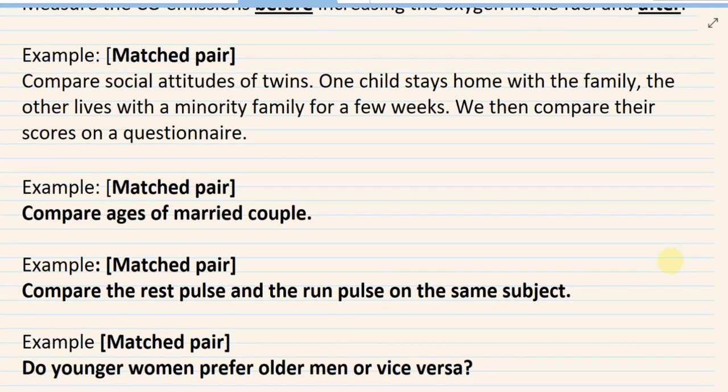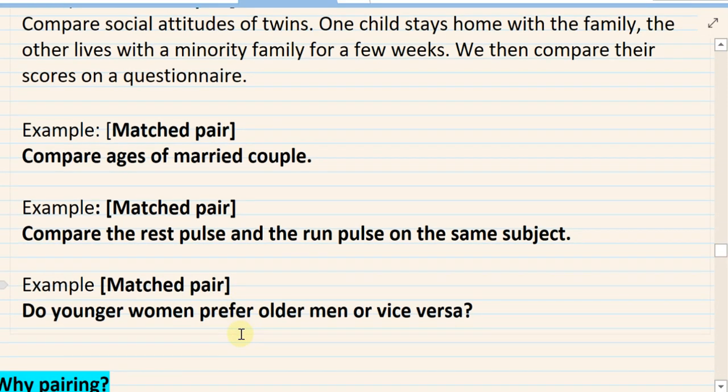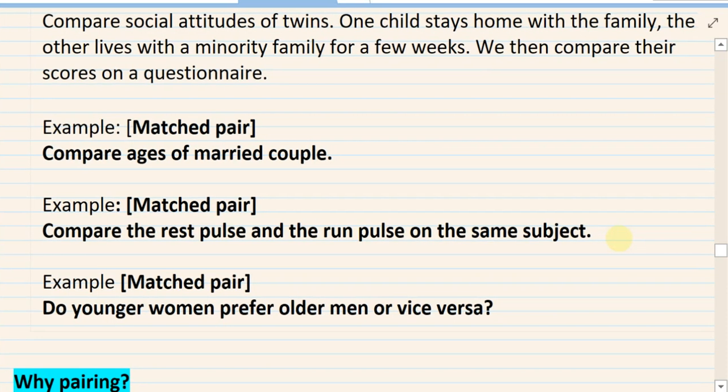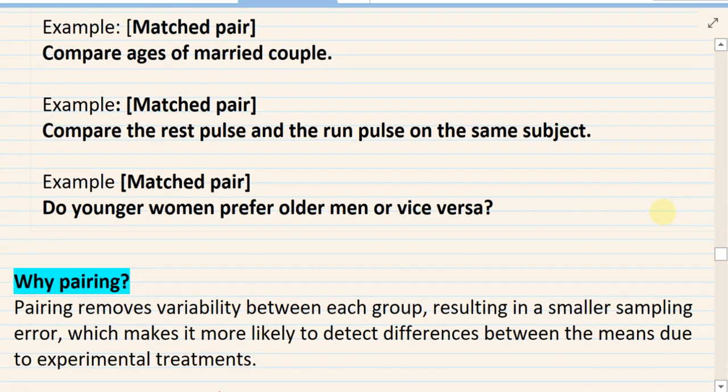Another example. Let's say we're going to answer this one question. Do younger women prefer older men or vice versa? This would be another example of matched pair, right? For instance, you go back to the ages of married couples in order to answer this question. So this is really an overlap of these two. But the design structure here is going to be a paired experiment. So the question might be now, why do we want to pair these together? I guess it makes sense based on the examples I have, why we want to pair them.